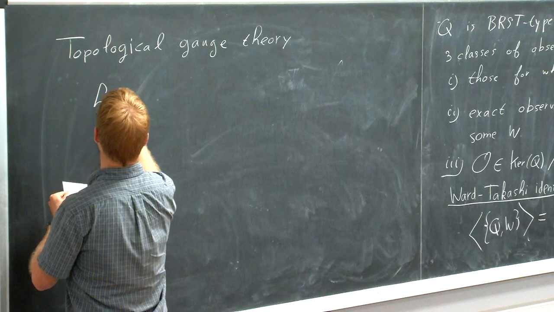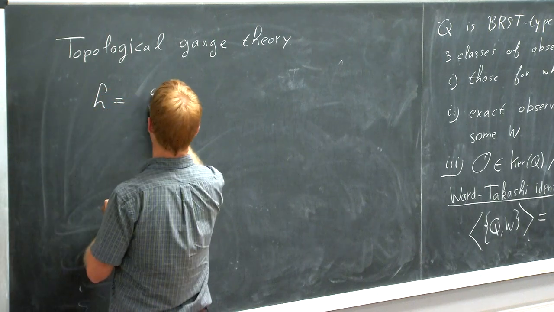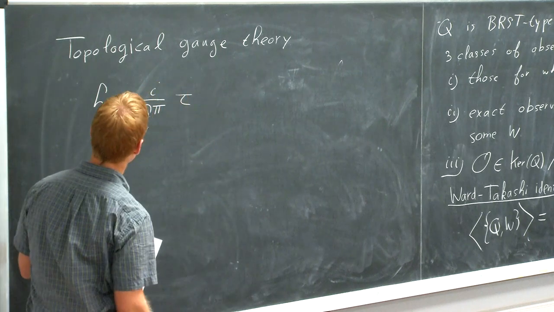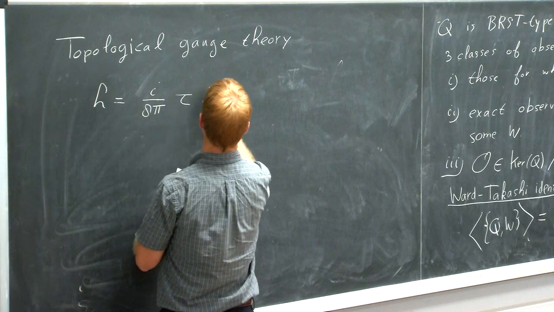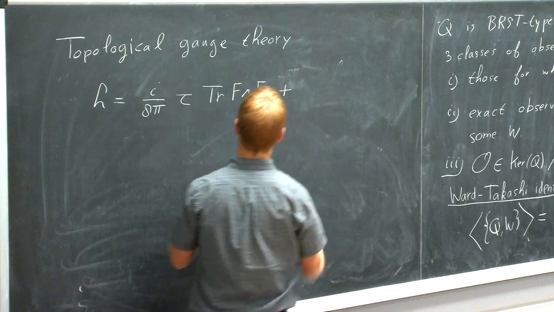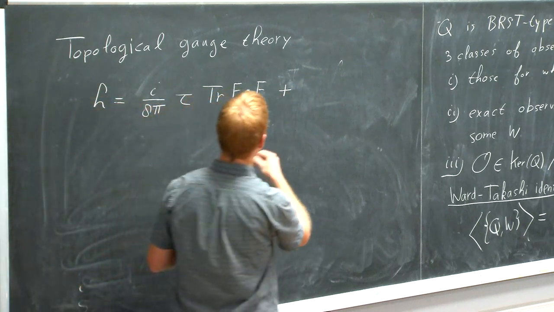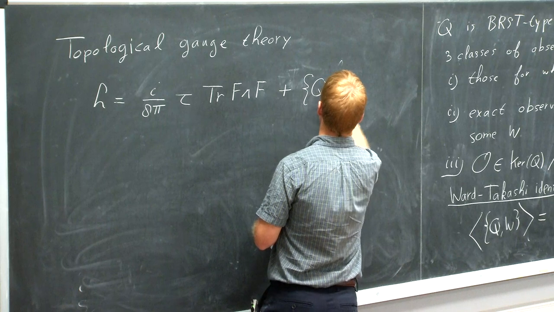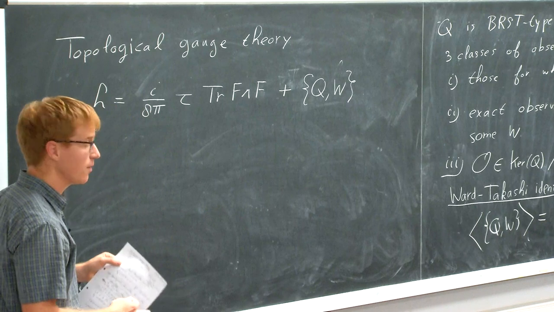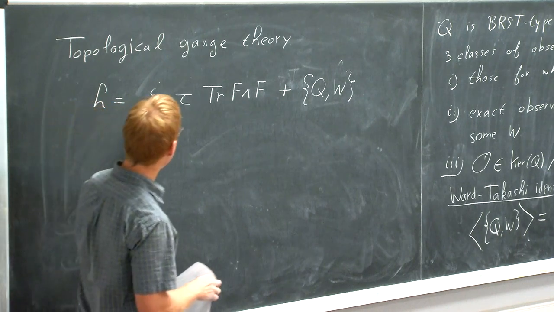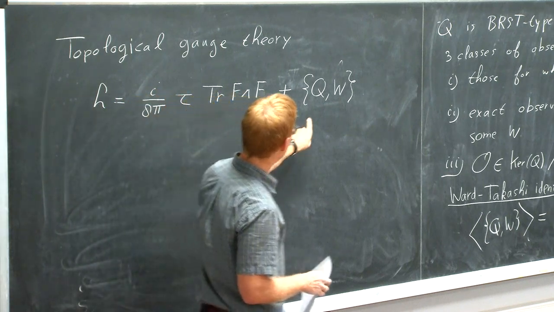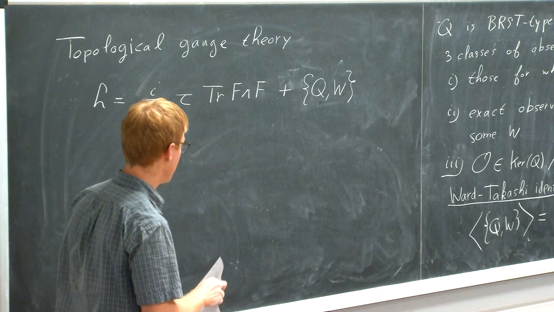the Lagrangian basically takes the following form: this i over 8 pi, some numerical factor, times our complexified coupling constant tau, times the trace of F wedge F, and then the rest of the action is Q exact. So this is Q acting on some W for some specific W. In particular, since this is a topological term, there's no metric dependence in this term. All the metric dependence is in the Q exact term.